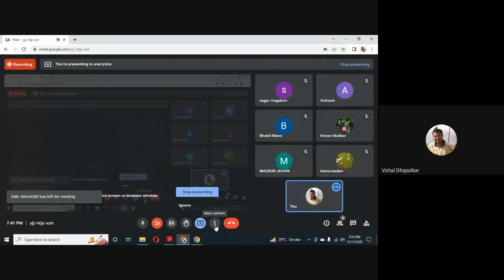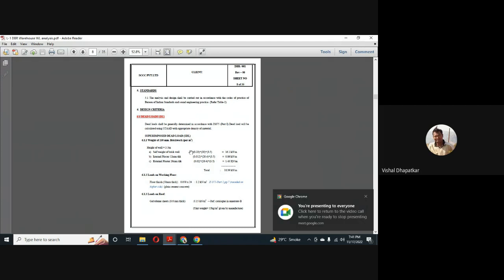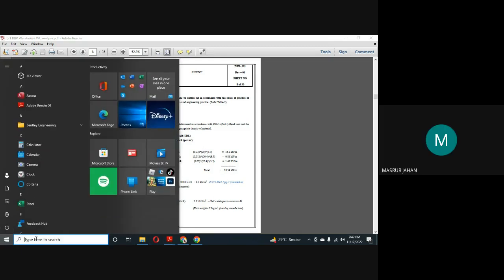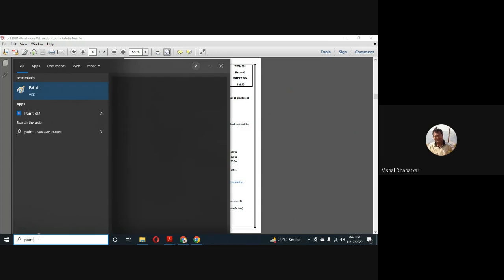Anyone? What if we consider fixed base, and what will happen if we consider pin base? Anyone? So when fixed base is considered, what does fixity create? When we have a fixed beam, what does it create? Moment. Yes, it will create a moment.